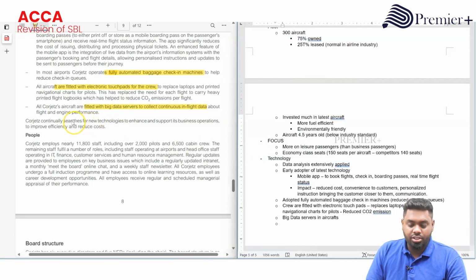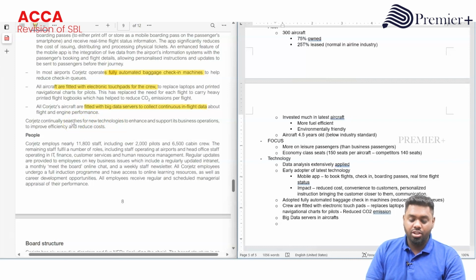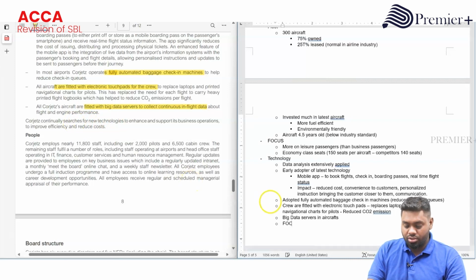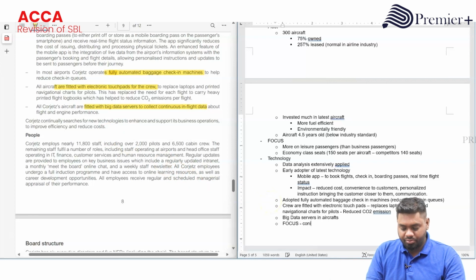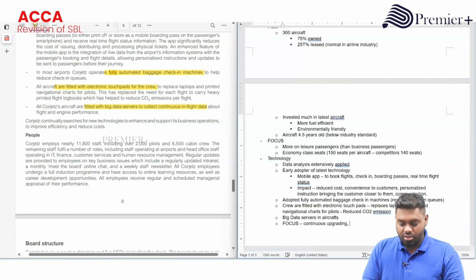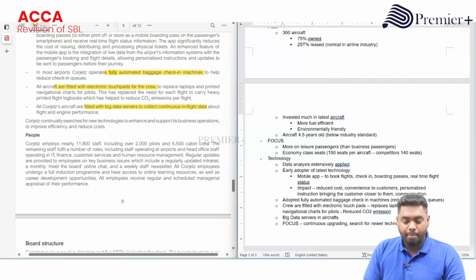Cojet continually searches for new technologies to enhance and support its business operations, to improve efficiency and reduce costs. Focus: continuous upgrading, search for newer technologies. Good, to improve efficiency and reduce the cost.